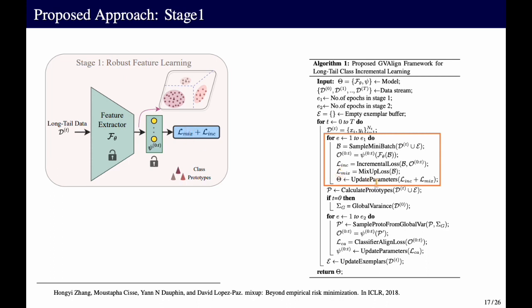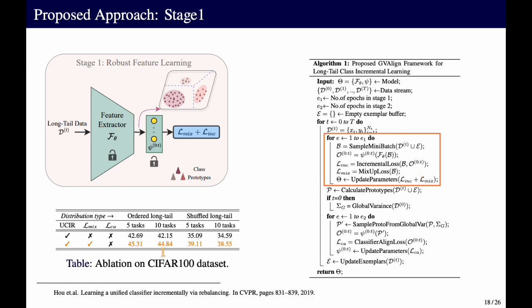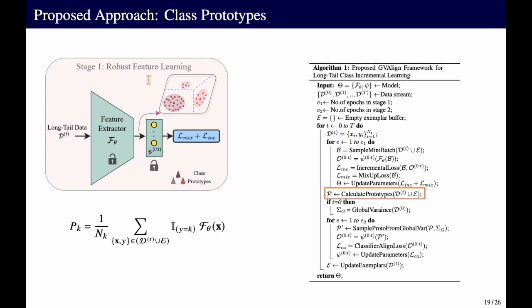The mix-up loss involves a convex combination of two images and expects the model to predict the same mix ratio at the classifier outputs. This simple incorporation of robust feature learning resulted in performance gains across various tasks along different long-tail distributions. Once stage 1 training is completed, the class prototypes are calculated for each class by computing the mean of their data points. These prototypes act as class representatives for their respective classes.